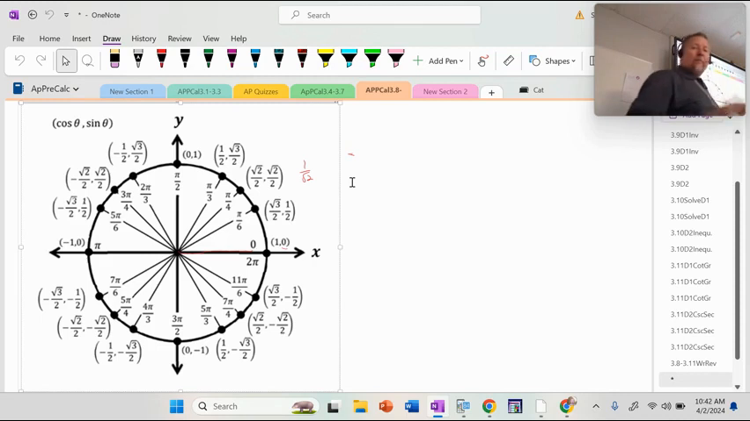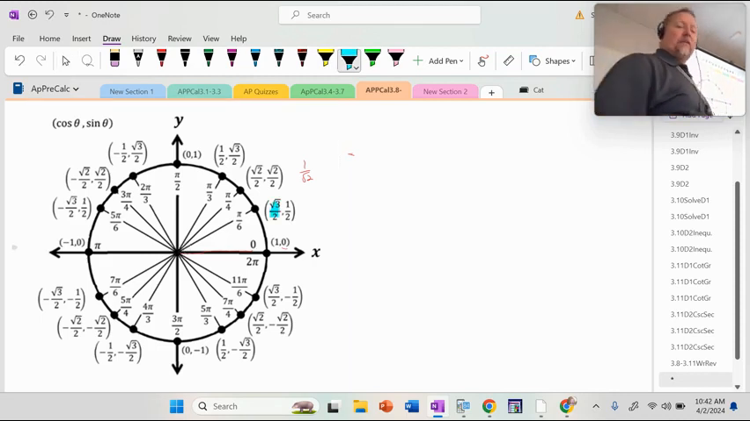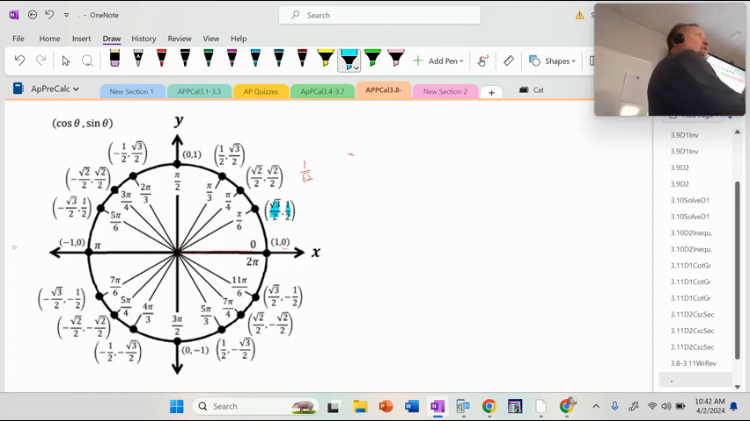Remember, cosine is the x-coordinate, so that means cosine of pi over 6 is root 3 over 2. Sine of pi over 6 is 1/2. But what does that mean about secant and cosecant? They are the reciprocals of sine and cosine. Starts with an F, our easy word, flips. So what does that mean the cosecant of pi over 6 is?